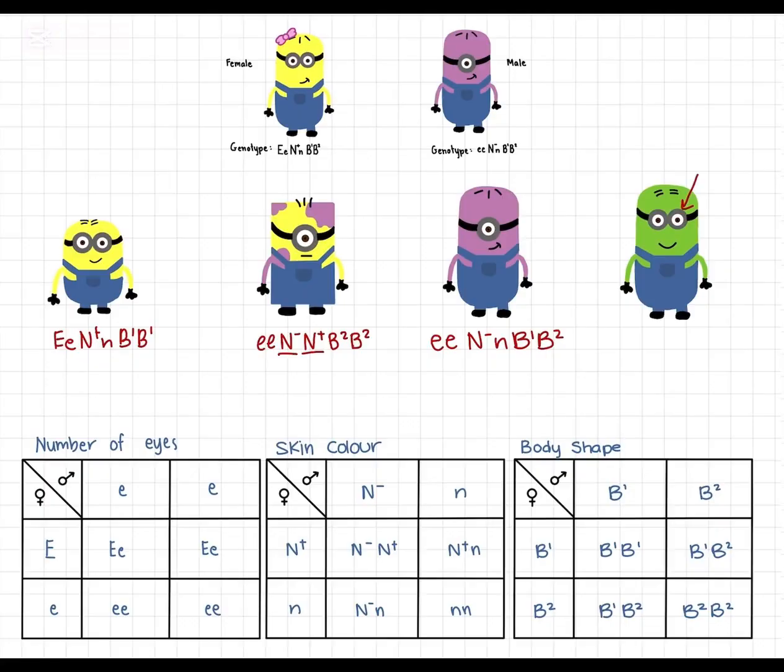The fourth offspring has 2 eyes, green skin, and a hot dog body shape. Therefore, its genotype is big E, little e, homozygous recessive little n, due to the mixing of yellow and purple skin color, and B1, B2.